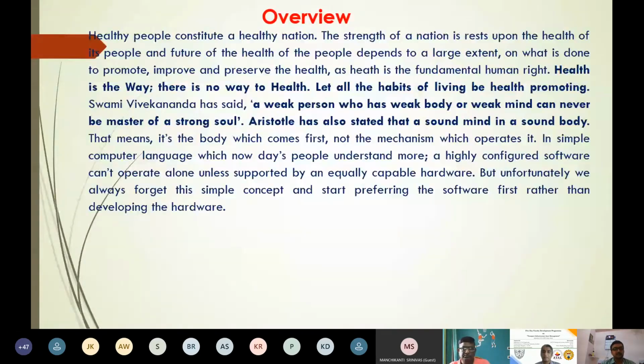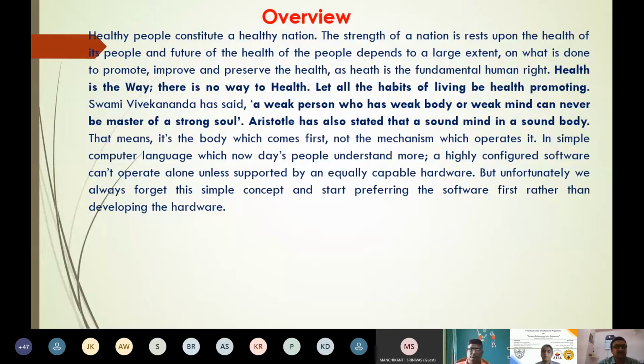So we'll have this session on the Fit India movement, in which all the components come in. The basic one is health, and along with it come wellness, fitness, and other things. So we'll go one by one. First we'll discuss health and its importance, and then we'll come to the remaining part.